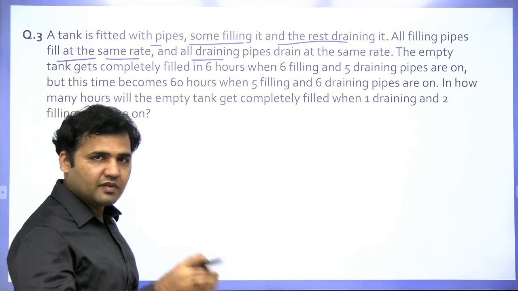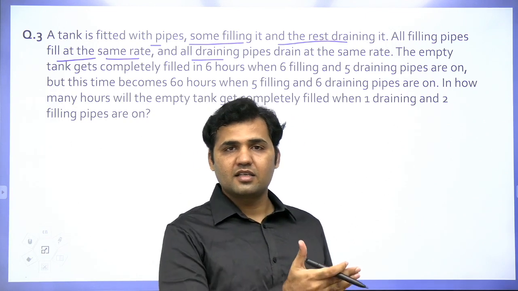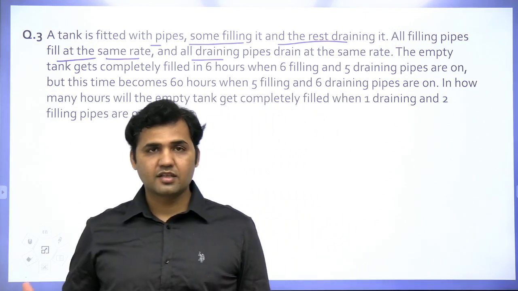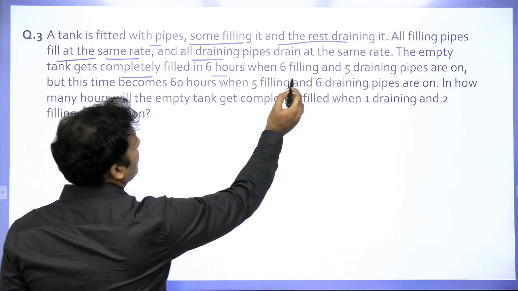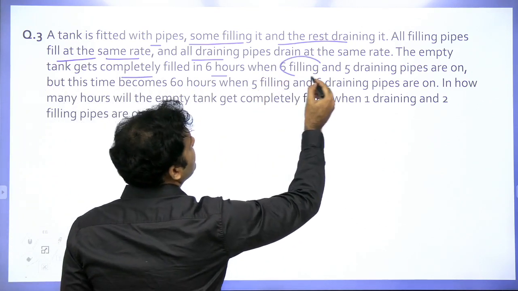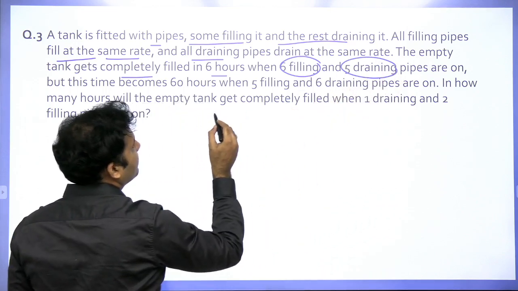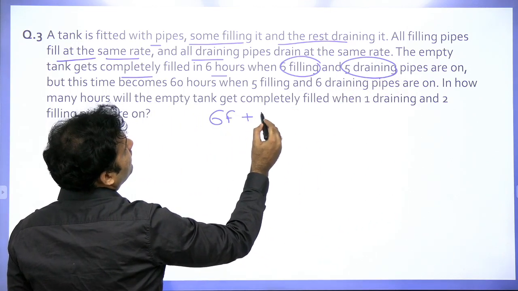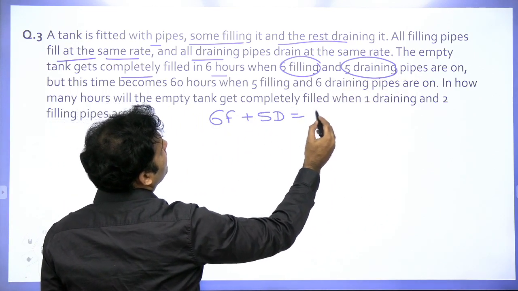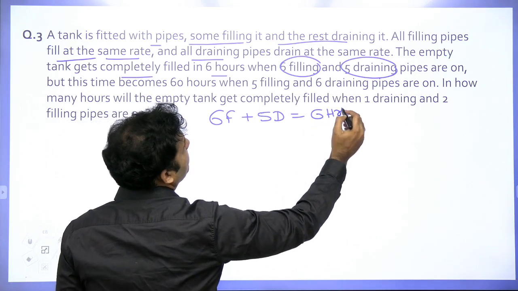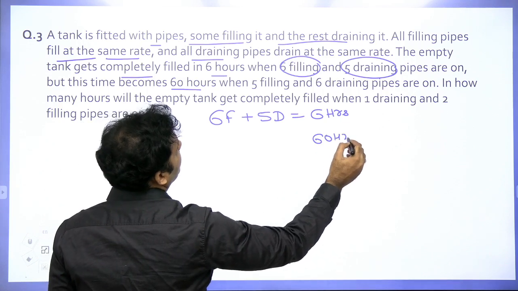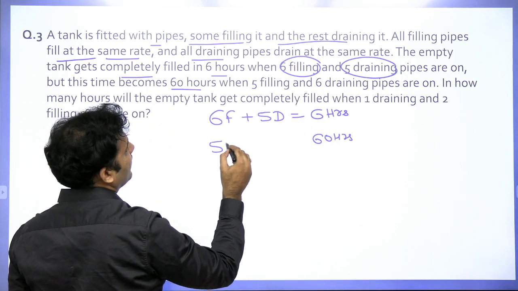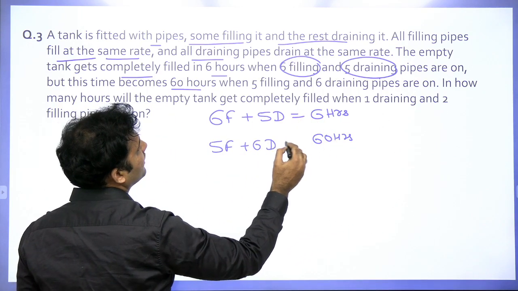So filling pipes are filling the tank and draining pipes are taking the water outside of the tank, draining the tank, right? The empty tank gets completely filled in 6 hours. Now note it down, guys. 6 filling and 5 draining can do the work in 6 hours. And this time becomes 60 hours when you have 5 filling and 6 draining.